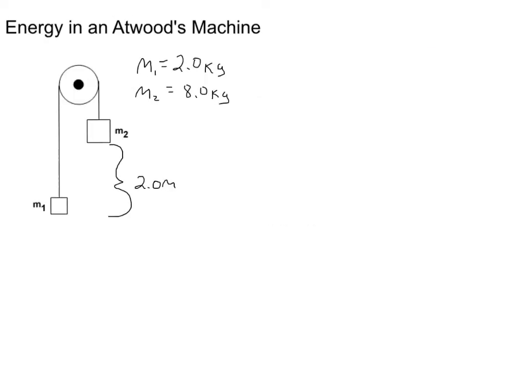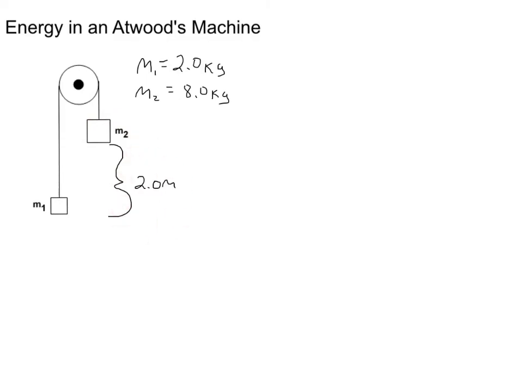Okay, so now let's look at the energy involved in an Atwood's machine. We've seen these previously, and we used Newton's laws at that time to describe the dynamics of such a system, but we can easily apply conservation of energy concepts to them as well. In the Atwood's machine pictured here, we have a 2 kilogram mass 1 and an 8 kilogram mass 2, where mass 2 is 2 meters above the ground.